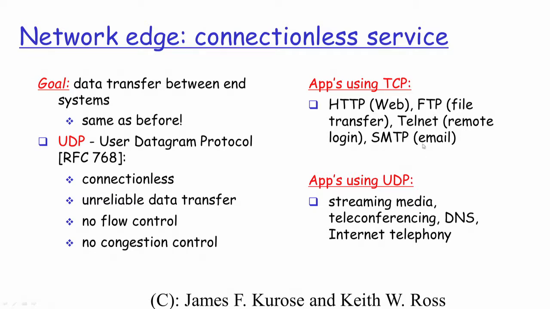The applications which use UDP are applications like streaming media, DNS, network management, that is SNMP related applications, and any kind of voice related applications. All these applications make use of UDP as the underlying transport protocol.